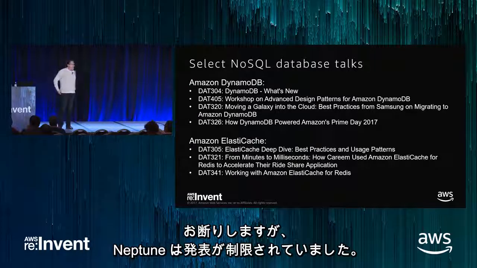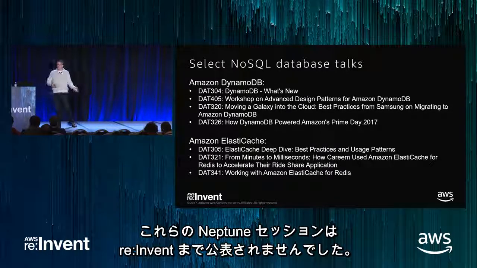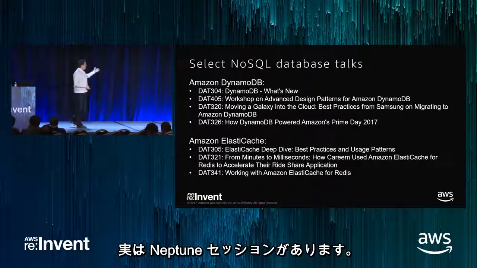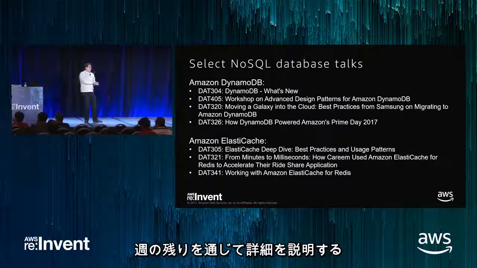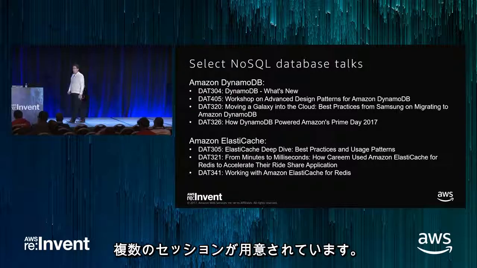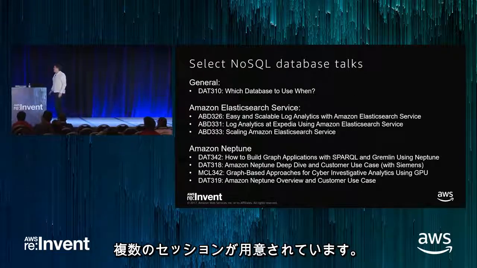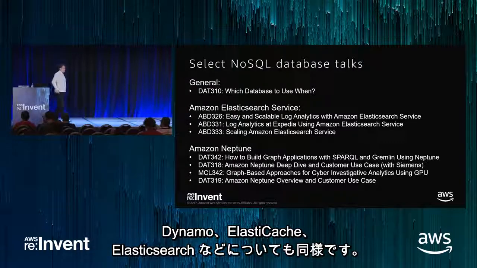One thing I wanted to note is Neptune was under embargo. Because it was announced today, you didn't see these Neptune sessions leading up to reInvent. So I'd point out there are Neptune sessions if you're excited about graph and want to learn more throughout the rest of the week. There are different sessions to go into more details. And the same is true for Dynamo, Elasticache, Elasticsearch, etc.